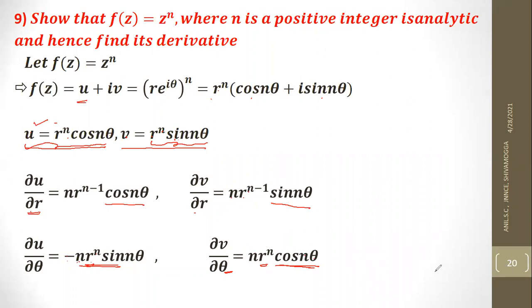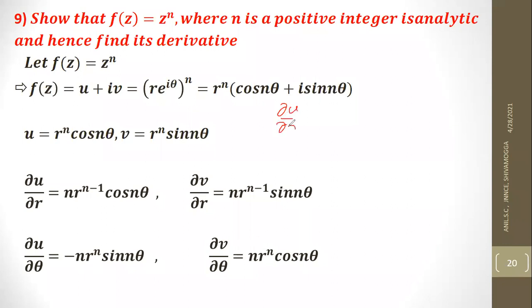Now we have all the four partial derivatives corresponding to both u and v. Try to establish CR equations. First CR equation. What is first CR equation? Del u by del r is equal to 1 by r into del v by del theta. This is first CR equation. Del u by del r is n into r power n minus 1 into cos n theta.